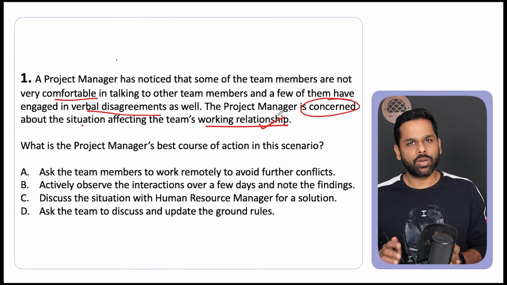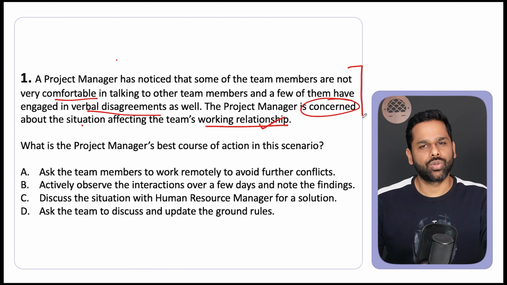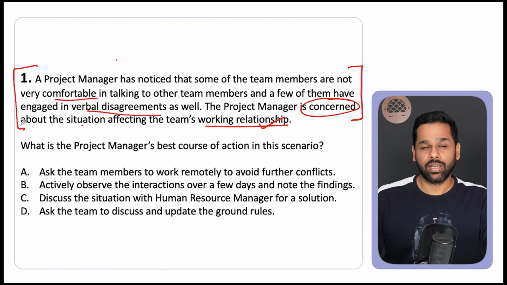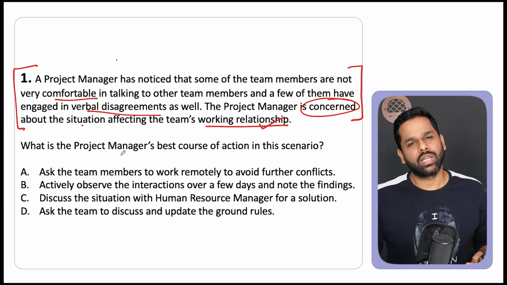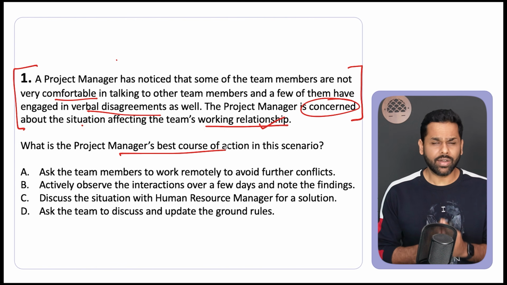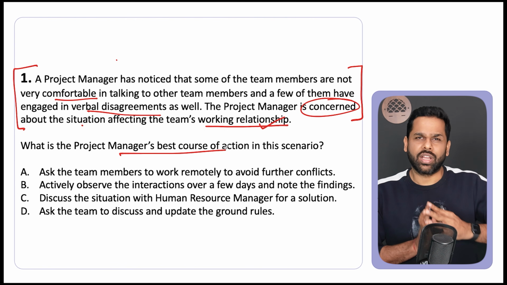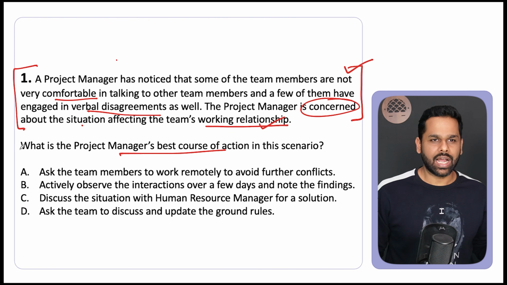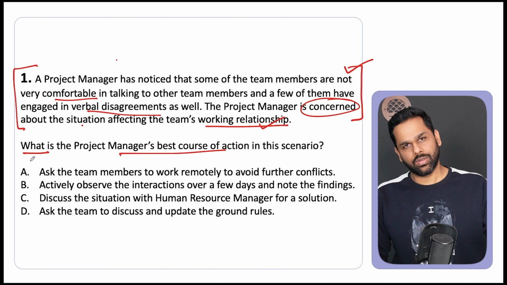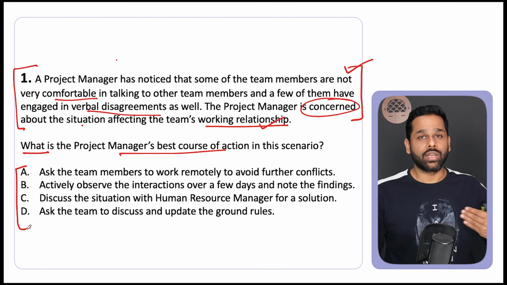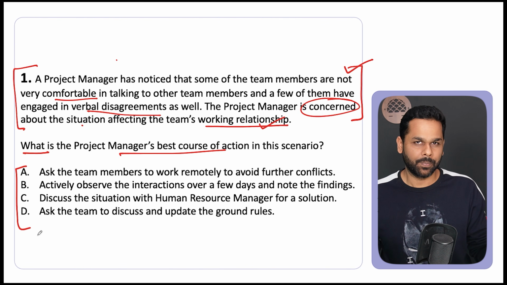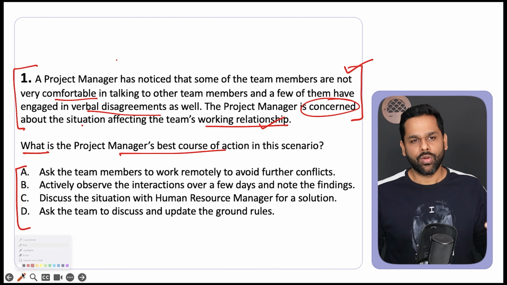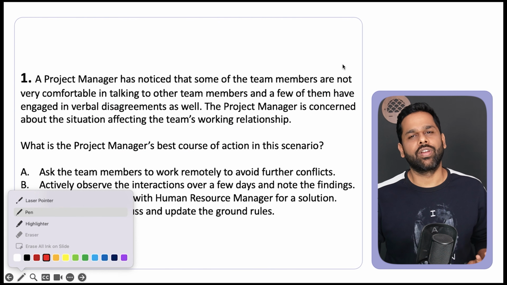It's a very good practice that you understand the situation well so that you are able to answer the question that follows. That would be the structure of almost every PMP question. They'll give you a situation, a scenario, then they'll ask you a question based on that scenario. They'll give you 4 choices and you will have to select the best one. The first step would be to understand the scenario very well.